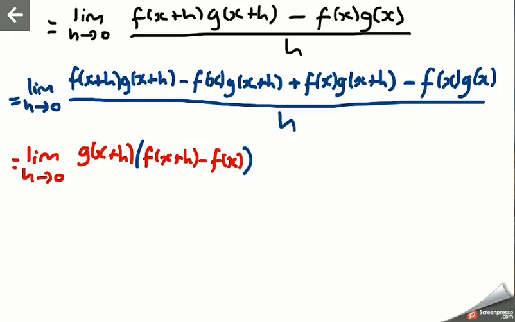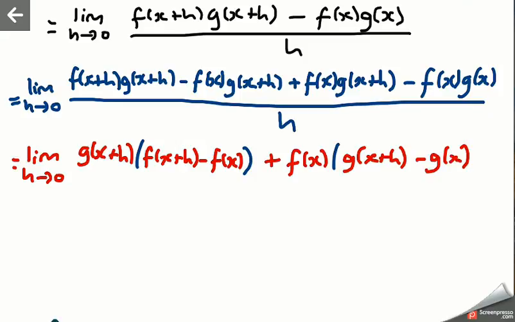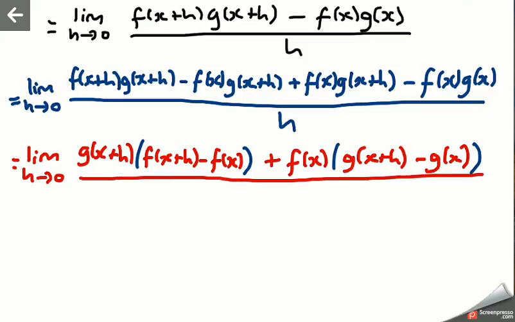So g of x plus h times f of x plus h minus f of x. And we're going to do the same thing over here. We're going to factor out this f of x term because that appears in both of those last two bits. So plus f of x times g of x plus h minus g of x, close bracket, and then this whole thing is divided by h still. Okay, things are looking really good.